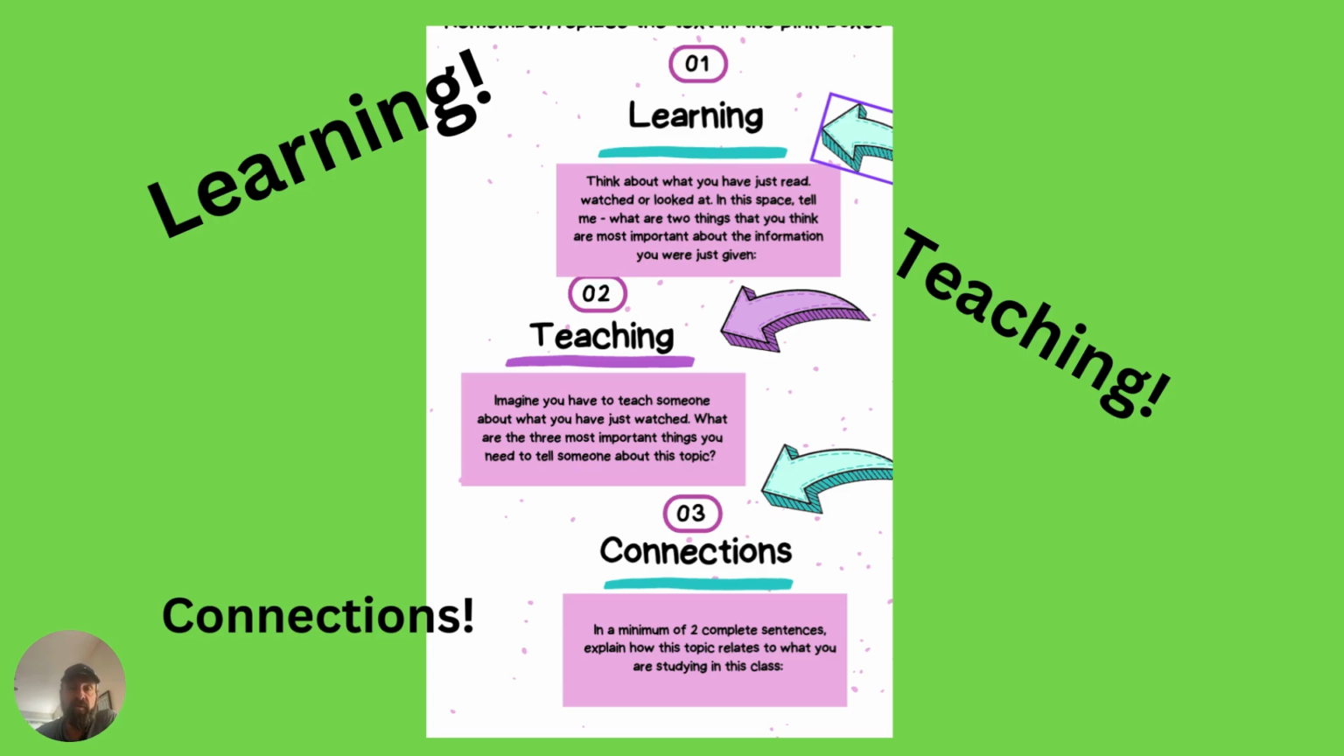So in learning, I want you to think about what you've just read, watched, or looked at in this, and then in this space, tell me what are 2 things that you think are most important about the information you were just given. Okay, so you need to write down those 2 things here. This one, you can just list them. They don't have to be complete sentences. Imagine what you have to teach somebody about what you just watched. Now, what are the 3 most important things you need to tell someone about this topic? Okay. And again, you can list those as well.